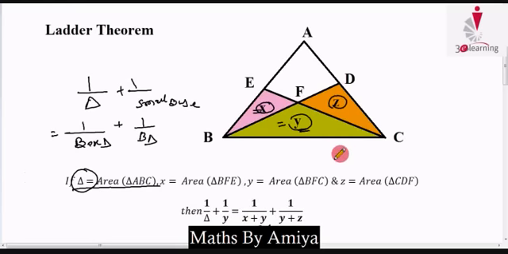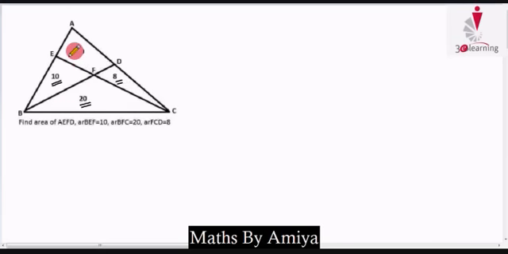Use the same concept in our previous question. Our question is, we have to find the area of x and we have all the values except the bigger triangle. So can we say the total area of the triangle is 10 plus 20 plus 8 is 38. So the area of delta, the bigger triangle, is 38 plus x.